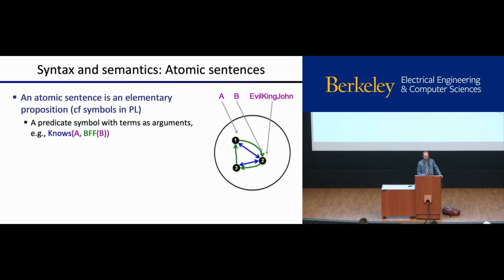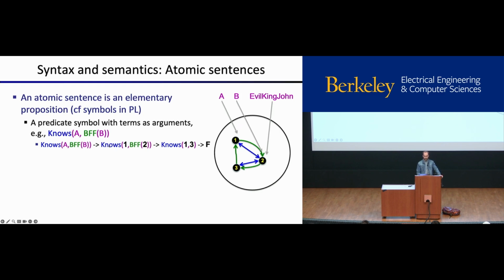So one kind of atomic sentence has a relation at the outside. It has a relation with terms as arguments. These terms will refer to objects once we add a possible world to the mix. So here is a sentence we were looking at previously. Let's evaluate whether it's true. First, we replace the terms with the objects they refer to. A refers to 1, B refers to 2, BFF of 2 refers to 3, knows 1, 3. I don't see a blue arrow there, so it's false.